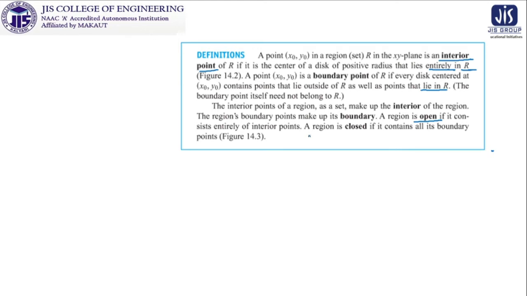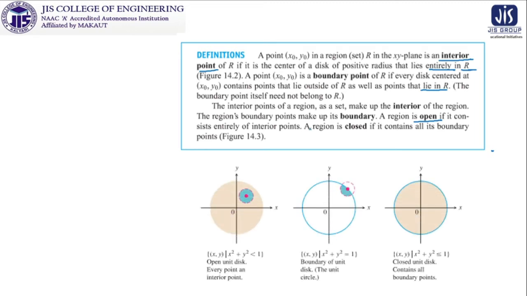So all the interior points of a region will be contained in the particular region, then it will be called open. And if a region is closed, it contains all the boundary points. It will be more clear when we see the figures. So the figure states that this is x square plus y square less than 1.